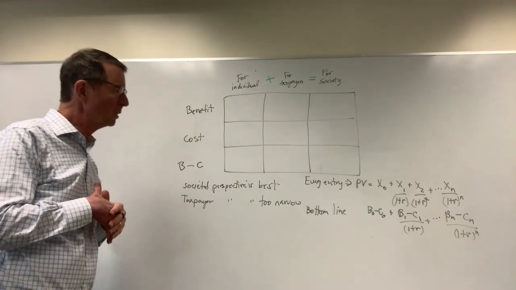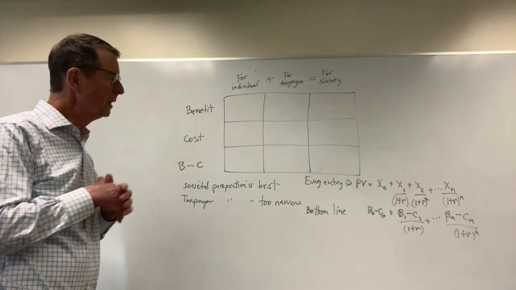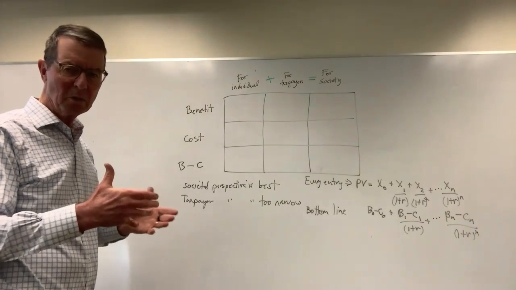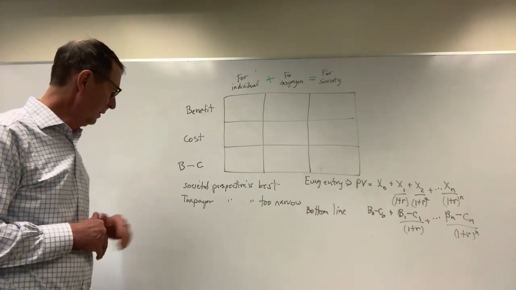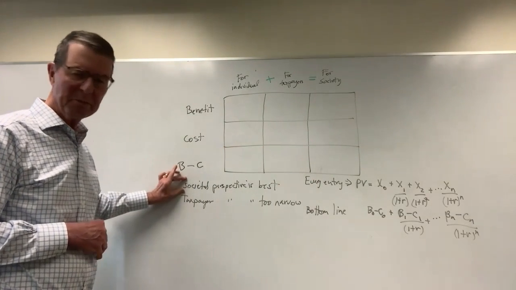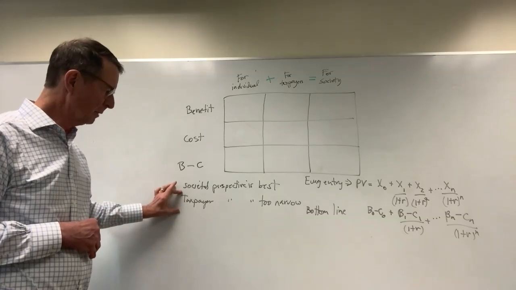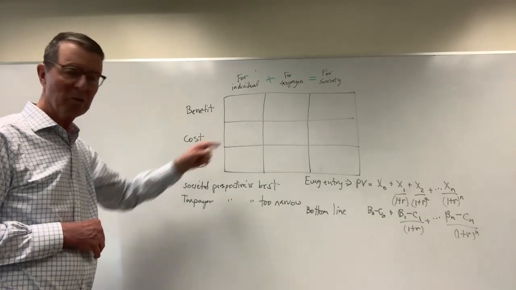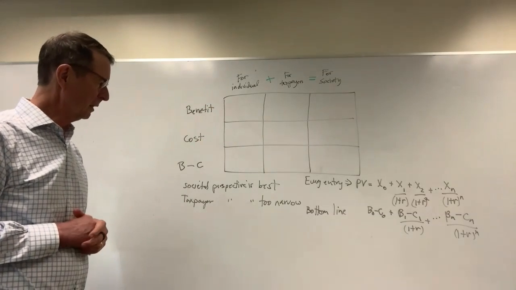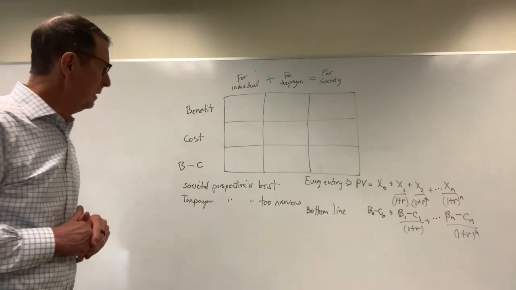you could argue that you want to take into a policy debate to argue whether something is worthwhile or not. So a societal perspective is best. Taxpayer perspective is too narrow because it ignores the individual costs and benefits.